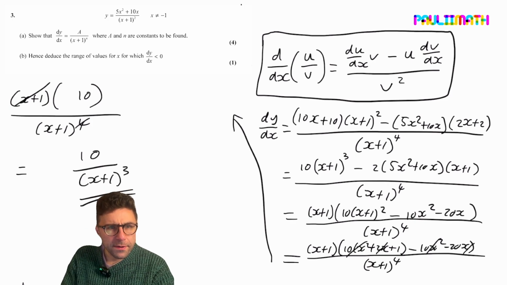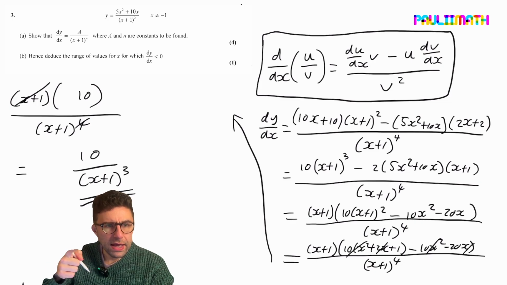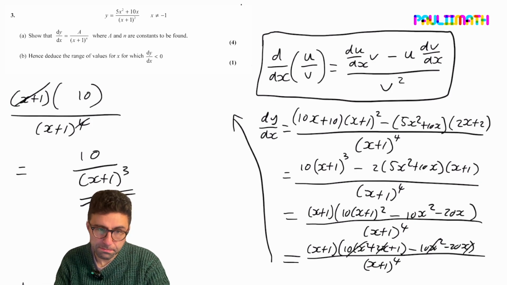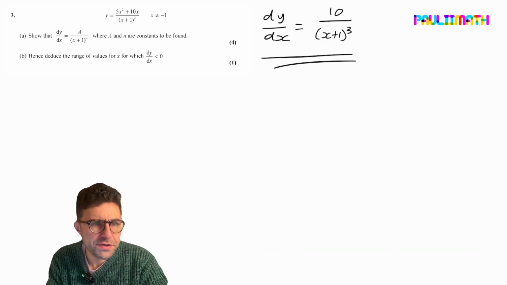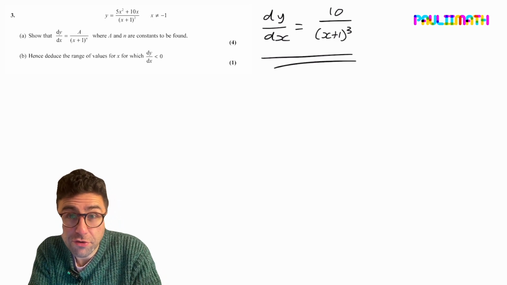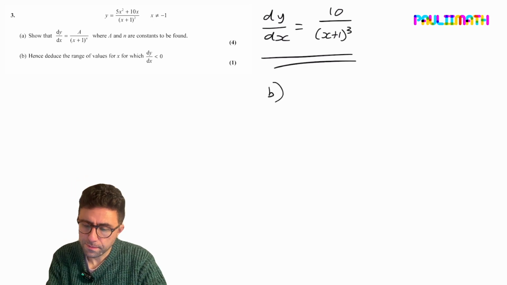How's that looking? The form is good. A, n, and x plus 1. A is 10, n is 3. Let's do part B. So we have our derivative from part A. Let's deduce the range of values for which the derivative is less than 0.